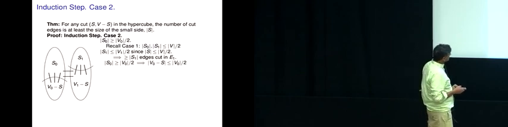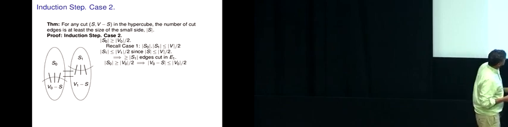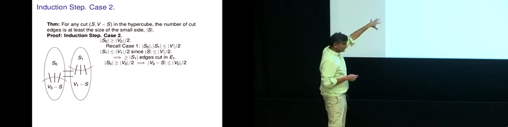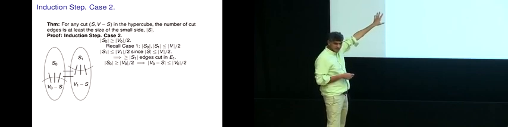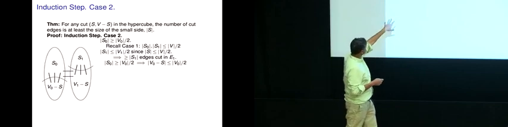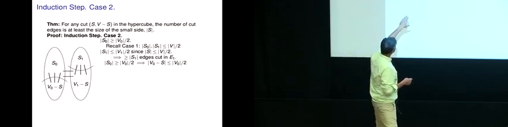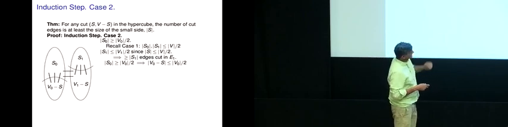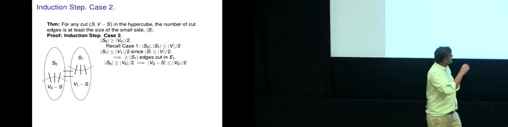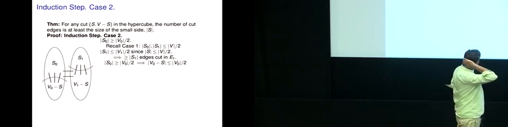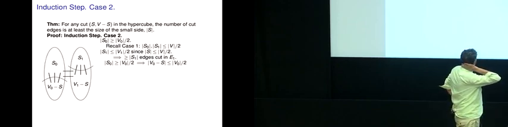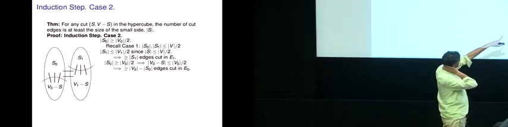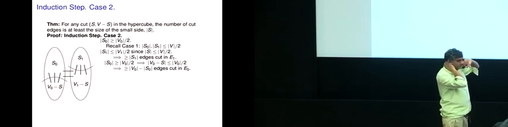Now, S0 is greater than V0 over 2, which tells you that this piece down here, V0 minus S, is less than half the vertices in this subhypercube. Since it's less than half the vertices in the hypercube, we can say the number of edges coming out of this set is at least the size of V0 minus S. So V0 minus S0 edges are cut in E0.